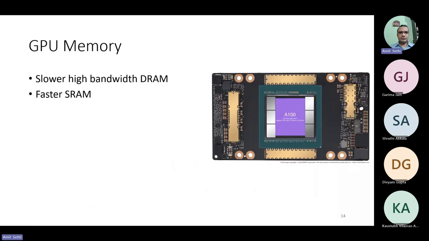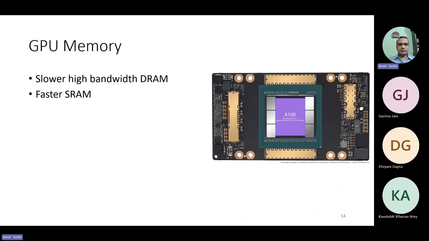And now let's talk about the A100. This is what we are familiar with, the 80GB A100 GPU. So what does the 80GB in A100 mean? Basically every GPU has two memories: one is the slow high bandwidth memory called DRAM, and the other is a very fast SRAM. All the input output operations like copying and pasting, collecting the data, are done by the slower high bandwidth DRAM, and the actual computation is done on the SRAM.